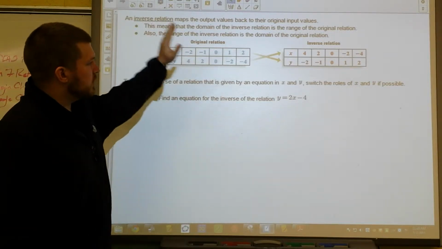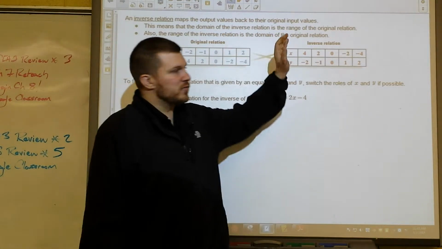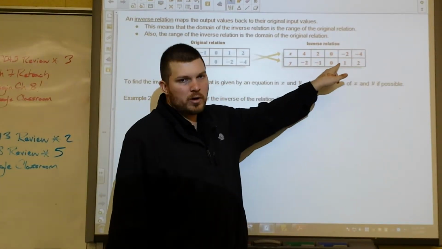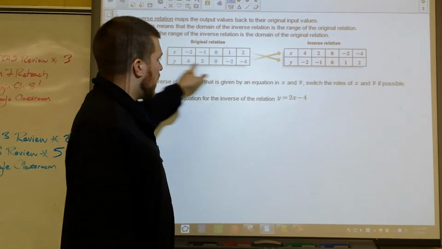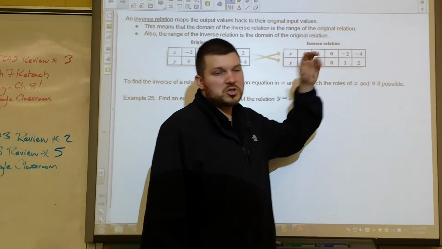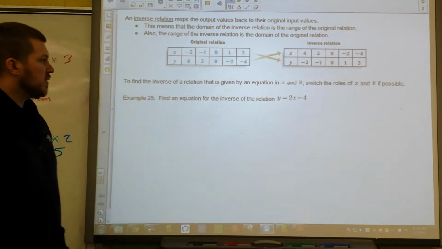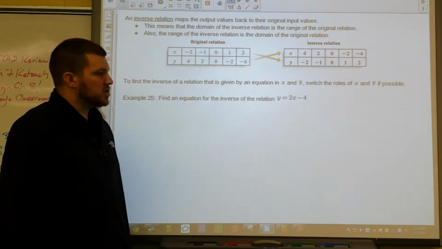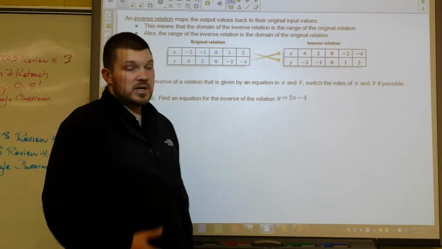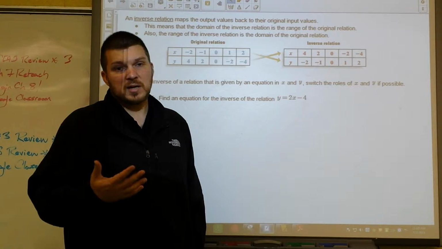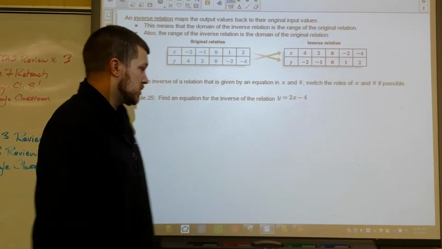If we have the original relation and we want to get the inverse relation, essentially the domain becomes the range for our inverse, and the original range now becomes our domain. We're just essentially switching our x and y's. That's what it boils down to. To find the inverse of a relation that's given by an equation in x and y, all we need to do is switch x and y, if possible. Sometimes it's going to be very easy, sometimes difficult, and sometimes it's not going to be possible at all.